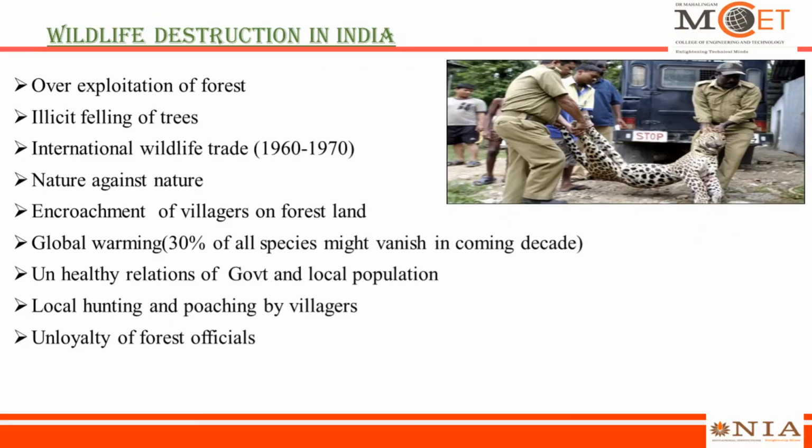So, wildlife destruction in India is due to overexploitation of forest, illicit felling of trees, wildlife trade, nature against nature, encroachment of villages on forest land, global warming, unhealthy relationships between government and local population, local hunting and poaching by villagers, and disloyalty of forest officials. These are some reasons why wildlife is getting destroyed in India.